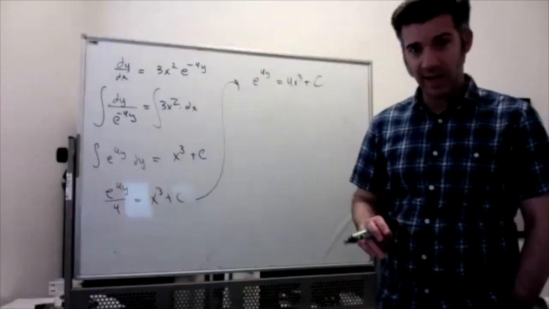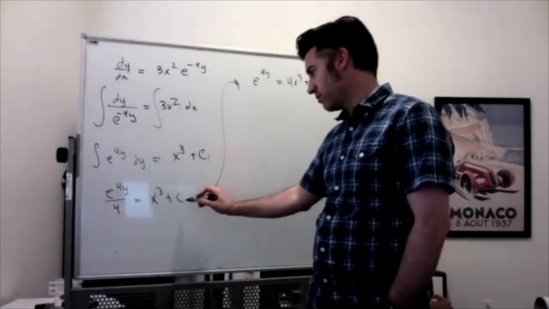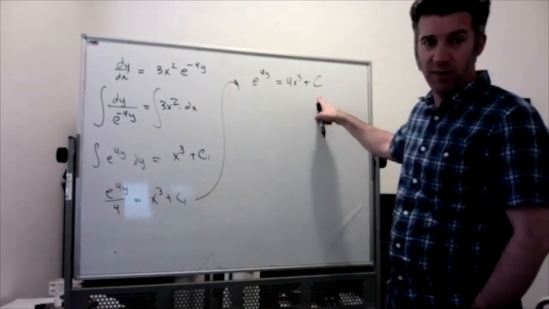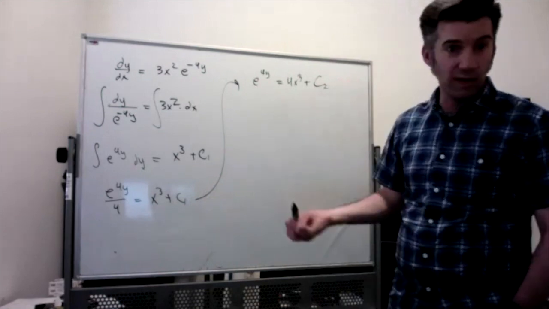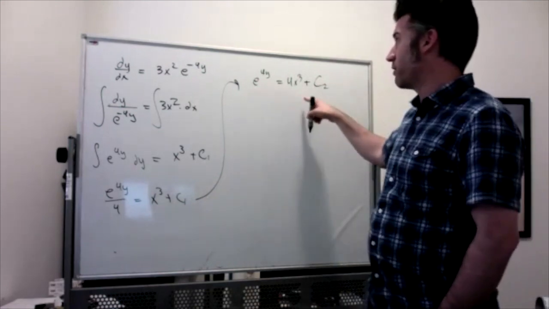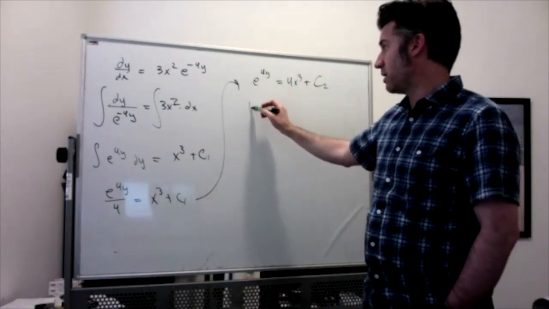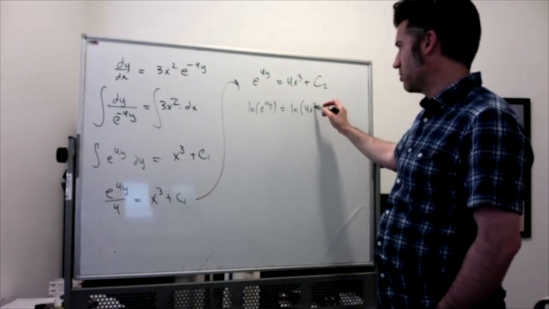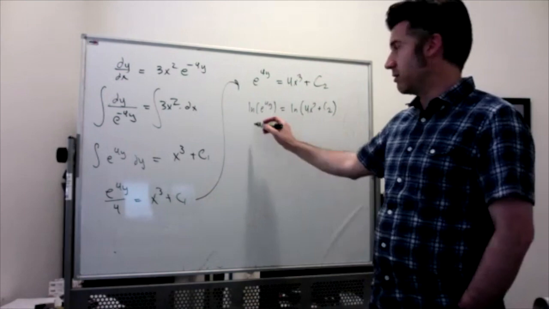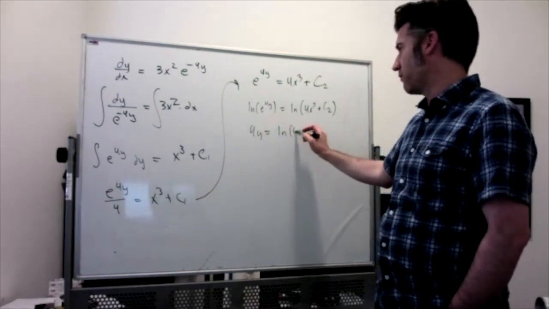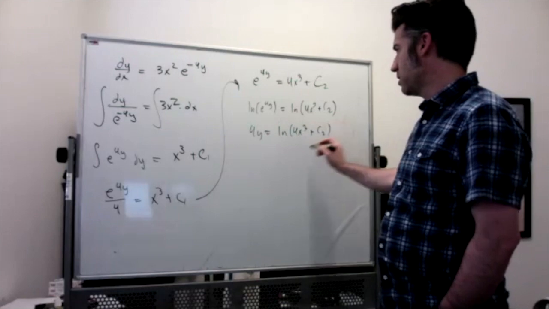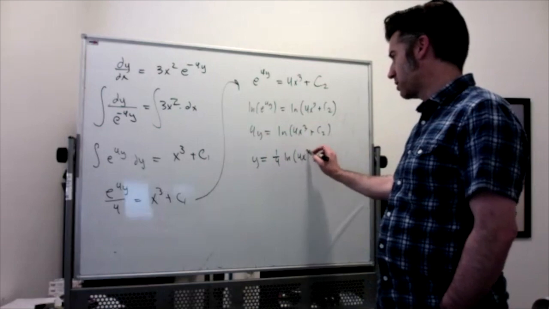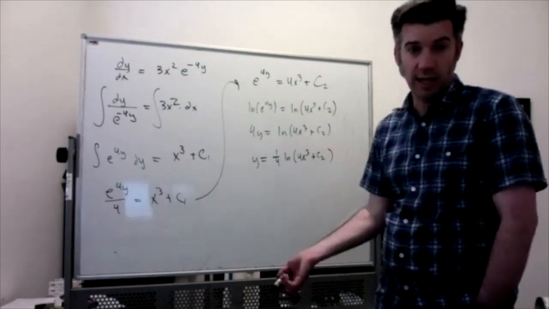If you really don't like that, you can say, okay, this is c1. And then when I multiply by 4, it becomes a new constant c2, if you really like. And then solving for y, I get the natural log of e to the 4y equals the natural log of 4x cubed plus my constant. And then 4y equals the natural log of 4x cubed plus my constant. And then finally, y is equal to 1/4 natural log of 4x cubed plus my constant. That's it. That's my answer.